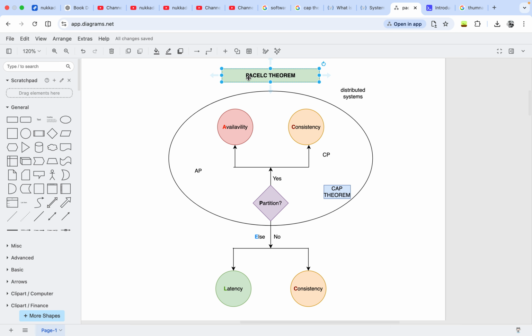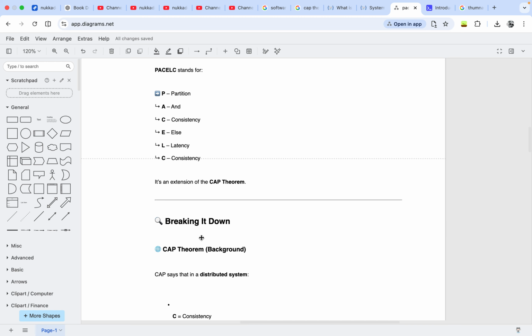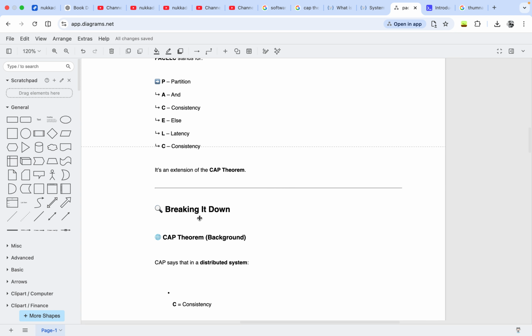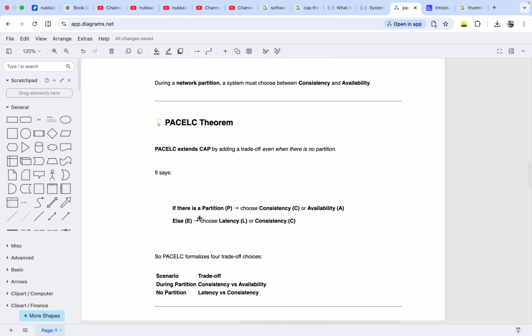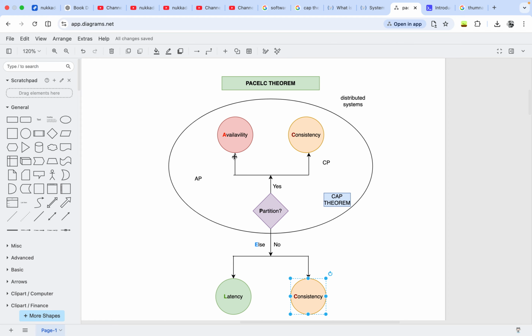In the name PACELC, you can see P is for partition, A is for availability, C for consistency, E for else, L for latency, and C for consistency, which I also have here. You can see the acronym and its full definition here, right? Cool. We will come to this also. Let's first understand the diagram.